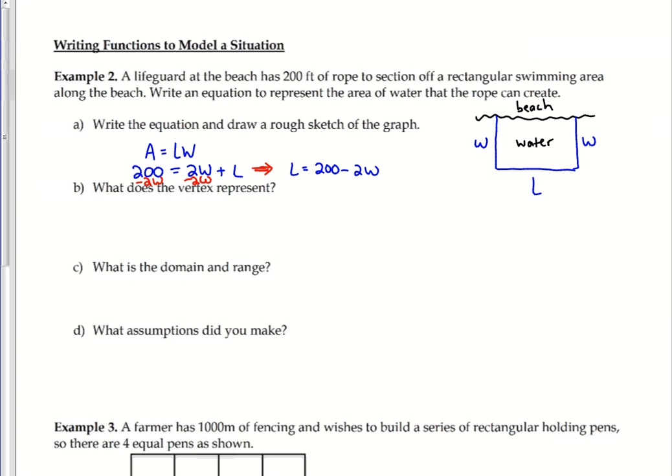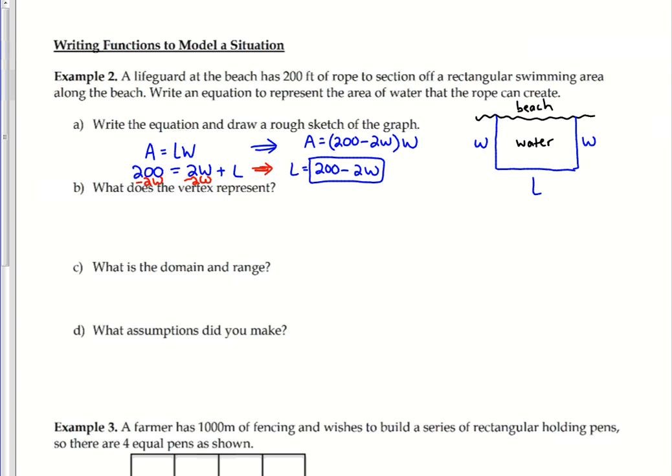So now we can make our area equation with only 2 variables, the area and 1 other variable. And how we're going to do this, we're going to replace the L with 200 minus 2W. We know what L equals now. So area, we're going to change to (200 minus 2W) times W. So we replace that L.